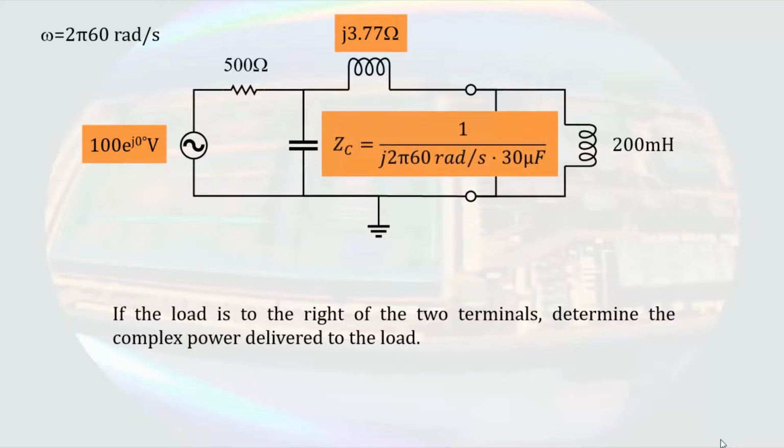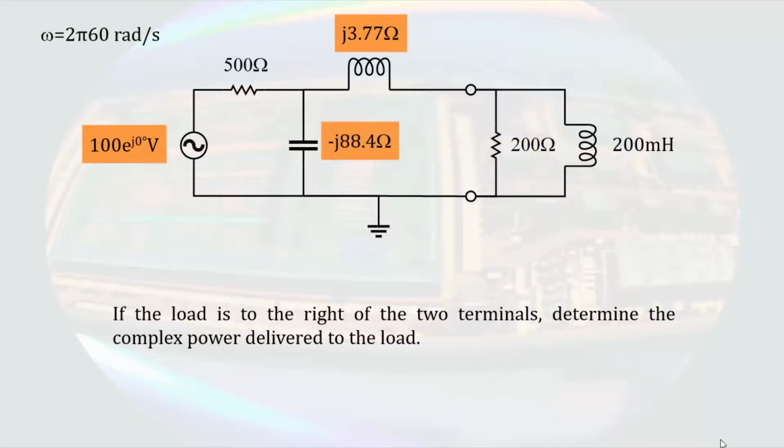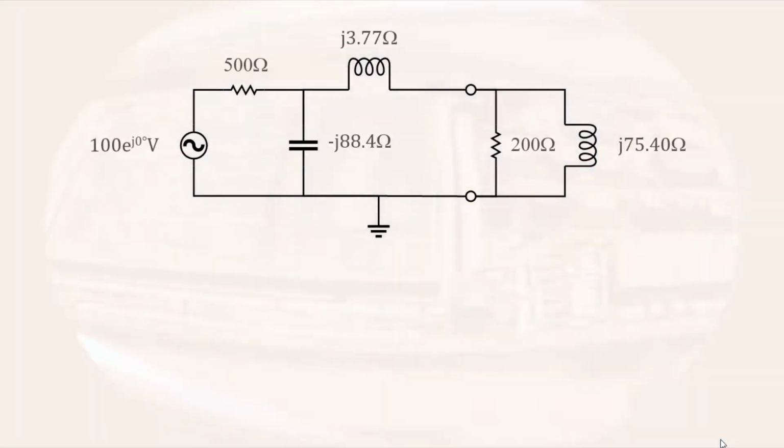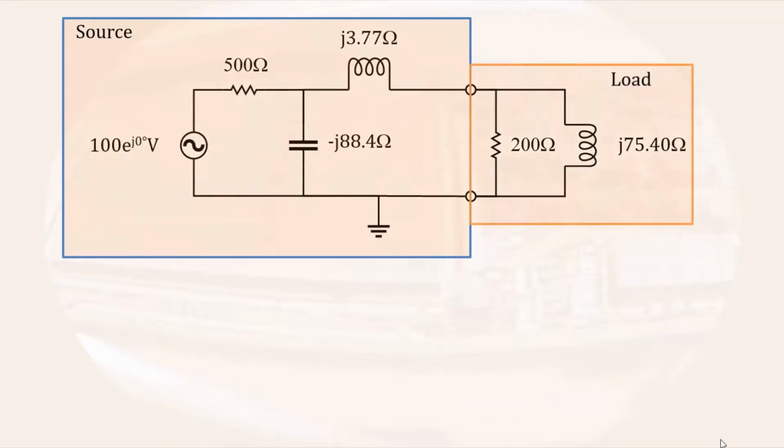The 30 microfarad capacitor is converted to an impedance by taking 1 over the imaginary number times the angular frequency times the capacitance, resulting in a negative j88.4 ohms. The inductor on the right hand is again j times the angular frequency times the inductance, resulting in an impedance of j75.4 ohms. With the circuit now in the phasor domain, we can then decide how to analyze it. When I first looked at the circuit, I split it into a source and a load, and I think it would be helpful to continue the analysis along that vein.